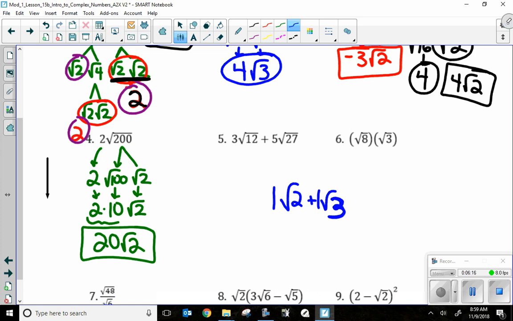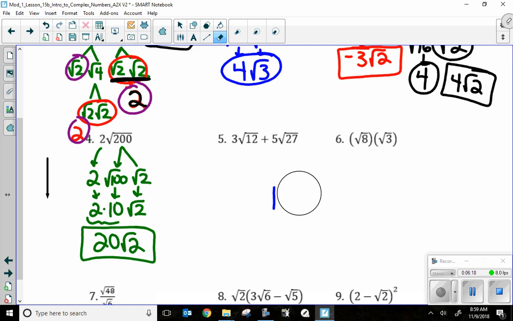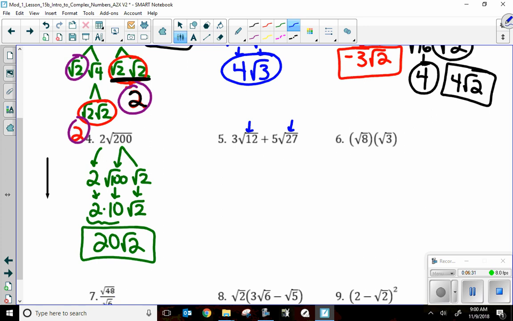So when I see a problem like number 5, my hope is that when I simplify the square root of 12 and the square root of 27, what's left over will have the same number underneath that radical, so I can combine everything into one term. Let's take a look at this.